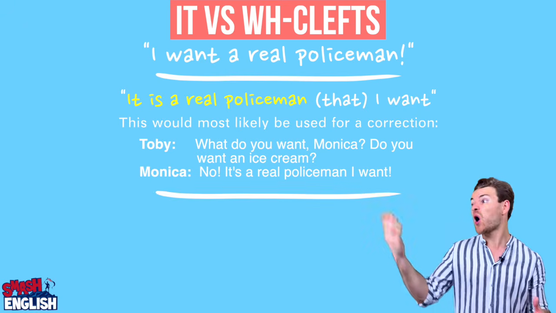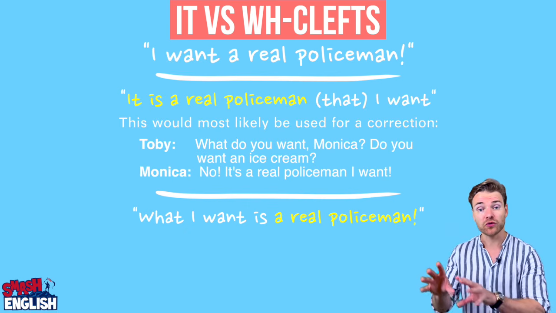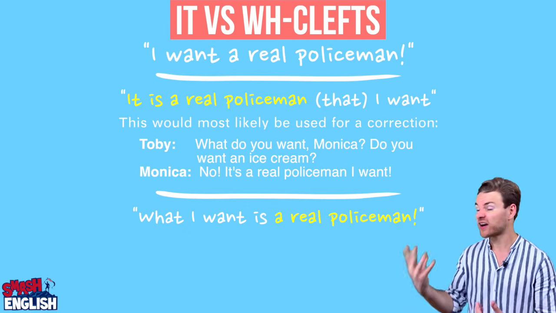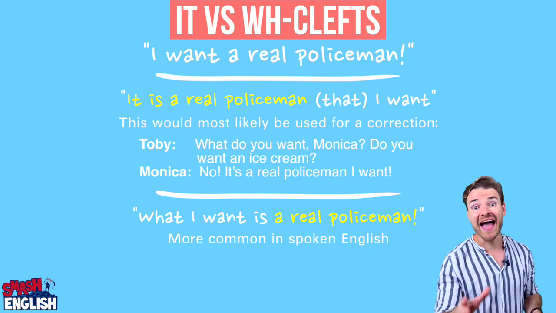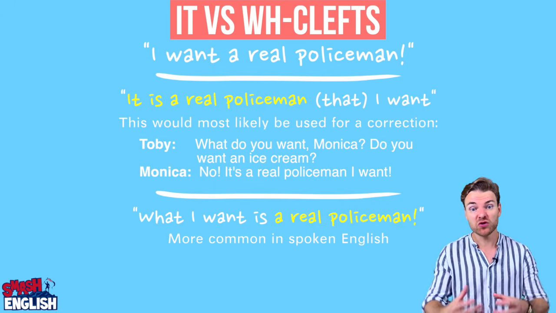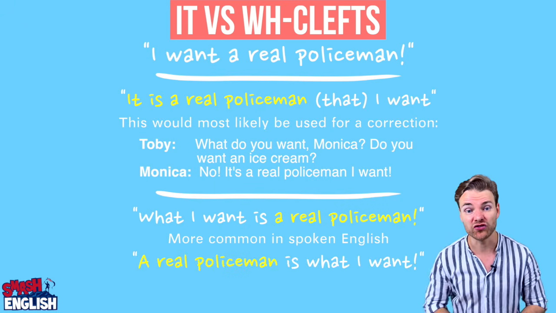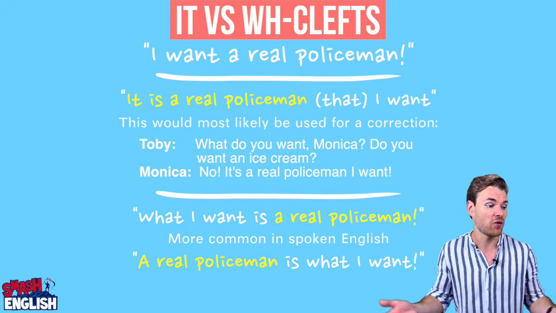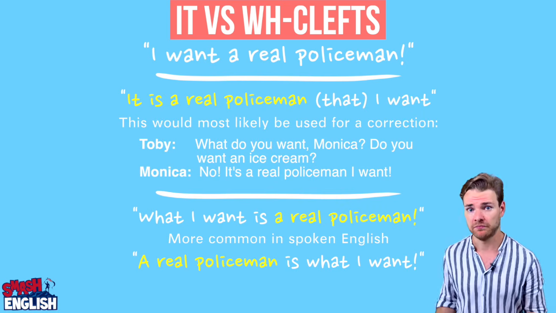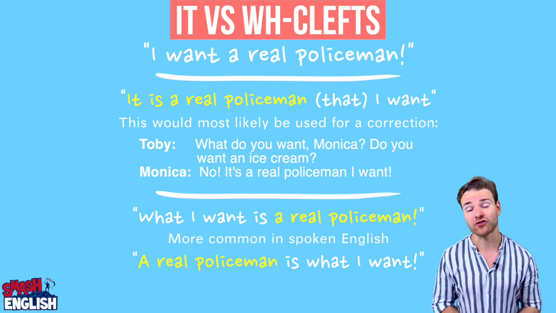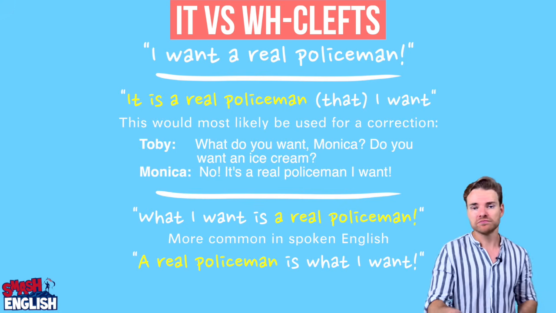To make a Wh-cleft, we would say, what I want is a real policeman. And this follows the end focus rule. As a result, the Wh-cleft is a lot more common in informal spoken English. Oh yeah, and if you want to, in a Wh-cleft, you can switch the clauses round. You could say, a real policeman is what I want. It changes the emphasis slightly. So, have fun with that as well, I guess, if you enjoy it. However, this follows the same emphatic structure as an It-cleft. I would mostly say, a real policeman is what I want, to correct someone.